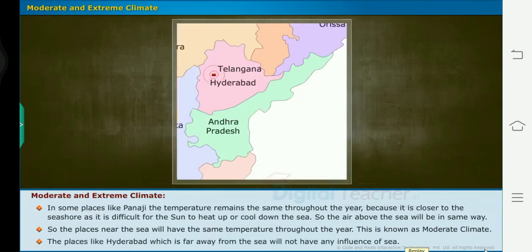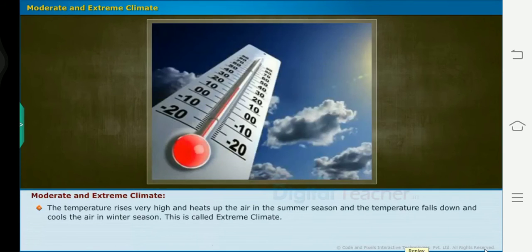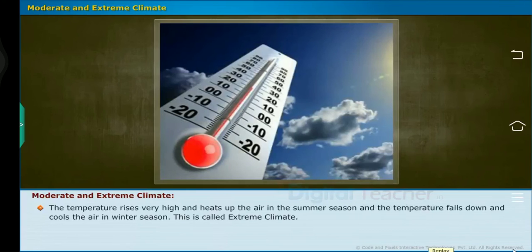Places like Hyderabad, which is far away from the sea, will not have any influence of the sea. The temperature rises very high and heats up the air in the summer season, and the temperature falls down and cools the air in the winter season. This is called extreme climate.